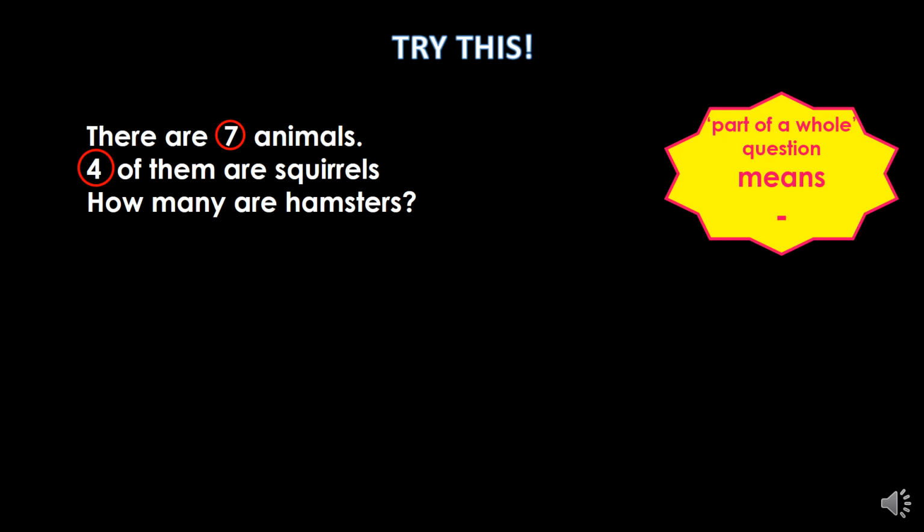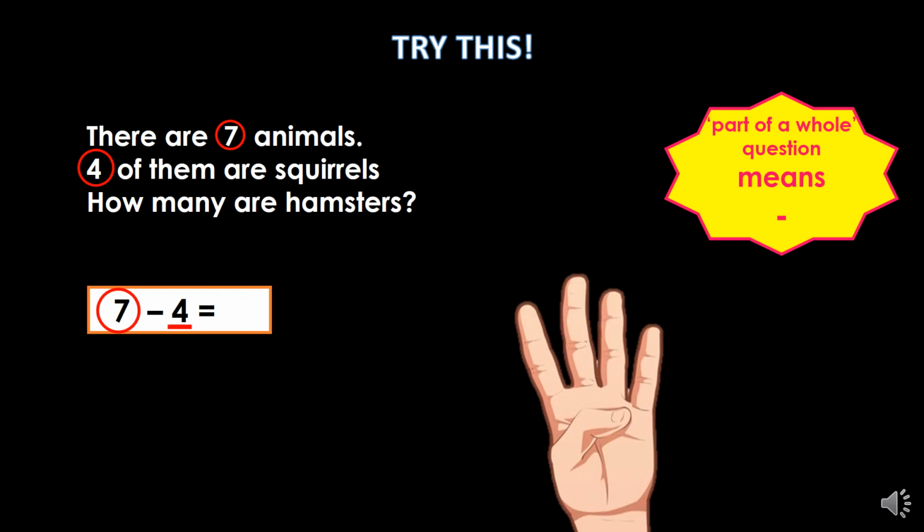What two numbers do you minus? 7 and 4. Which one is the bigger number? 7. So we are going to start counting from 7. Which one is the smaller number? 4. Let's have 4 fingers up.